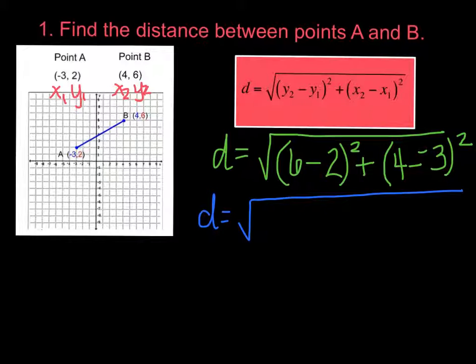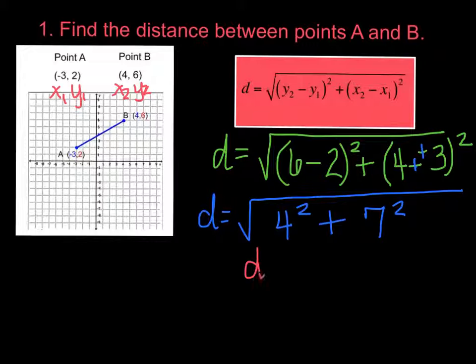Now if we work in the parentheses, 6 minus 2 is 4. So that would be 4 squared. Plus, now 4 minus -3. I was always taught keep, flip, change. You might have been taught a different way to work with negatives, but you end up getting 4 plus 3, 7 squared. You don't want to add the 4 and the 7 yet. We need to square each number first.